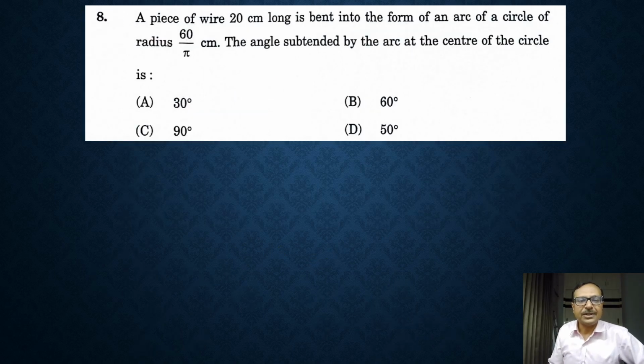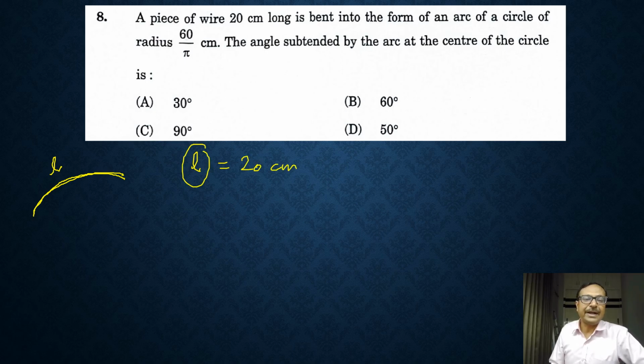Let's move on to the 8th question. Now again a tactical question. A piece of wire 20 centimeter long. So the length of the piece of wire is 20 centimeter and it is bent into the form of an arc of a circle. So this is the length of arc, which is 20 centimeters. If you know the formula for finding the length of the arc, it is 2 pi r times theta upon 360. Now this is given as 20.